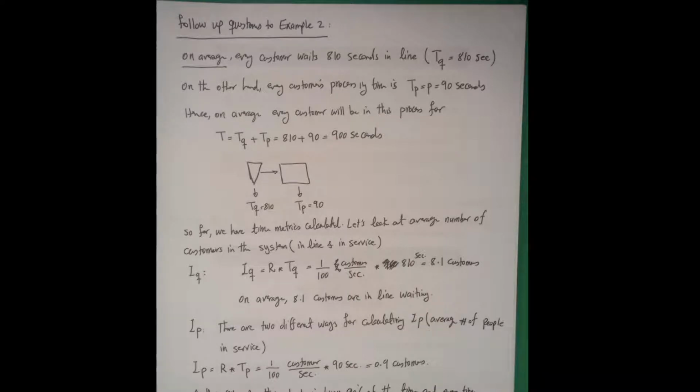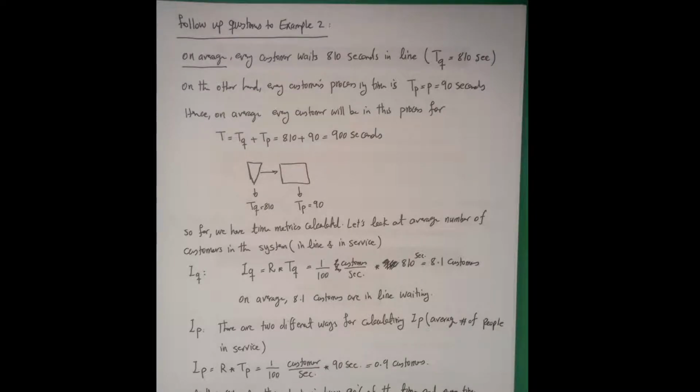We are going to use Little's law. IP is equal to R times TP. R is 1 over 100 customers per second times TP is 90 seconds. That's going to bring me to 0.9 customers. So I have IP. Now, next question is, is there a nicer, more intuitive way of solving this problem?